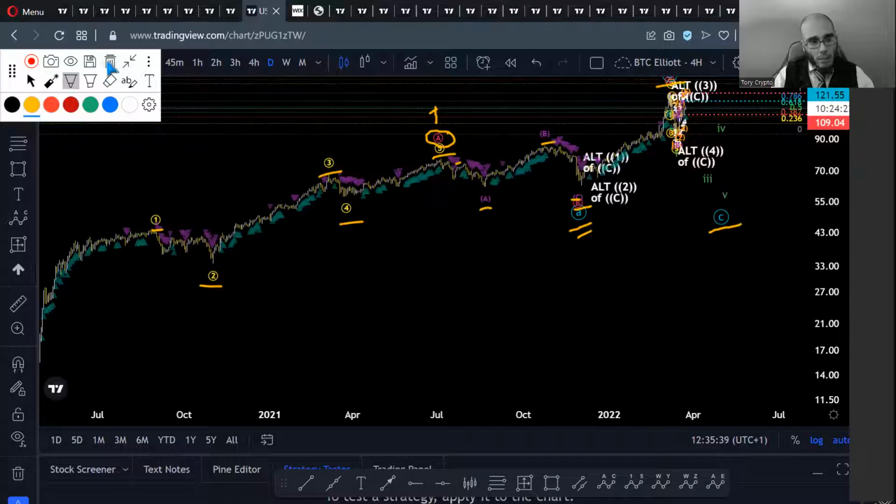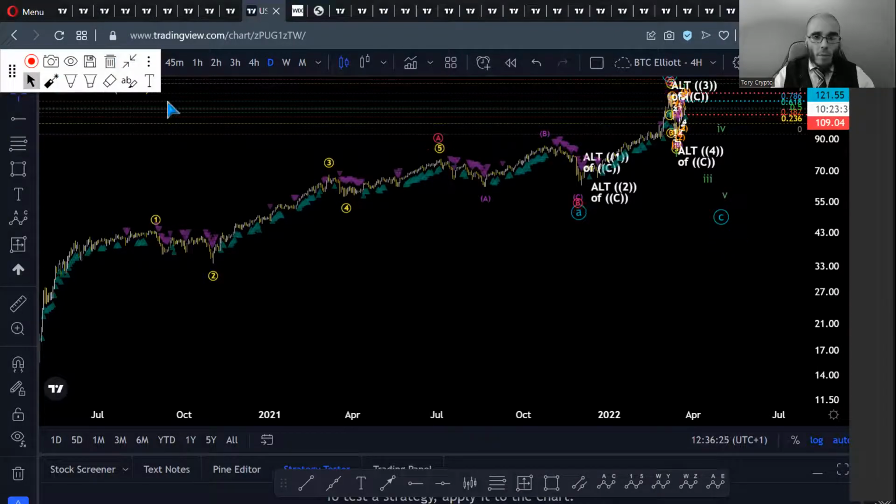Now that's my main count for now, that we are having an A wave up here, a B wave here, and a C wave up here. So that's the C wave. And the first correction is an A wave. Then we have a B wave up here and a C wave down here. That's my main count.